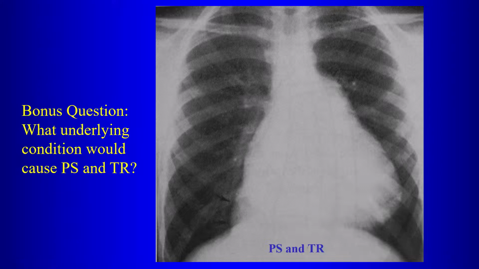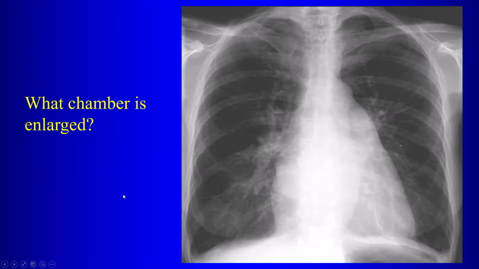What underlying condition could cause both of these, pulmonic stenosis and tricuspid regurgitation? And the answer is carcinoid heart disease. And again, we will discuss that in more detail later on in the course. Now, what about this radiograph? Which chamber is enlarged here?